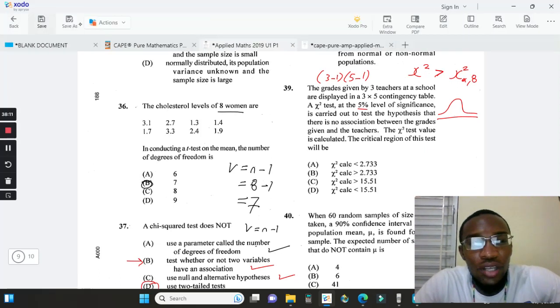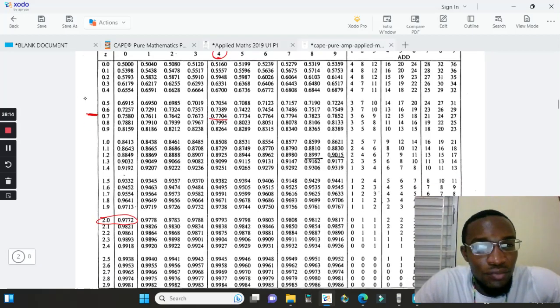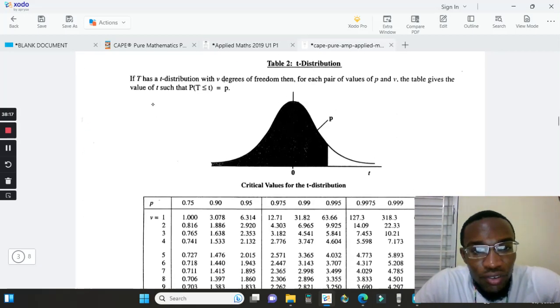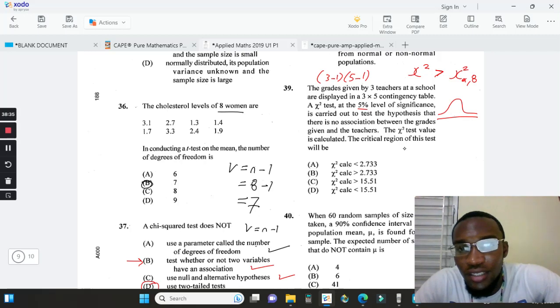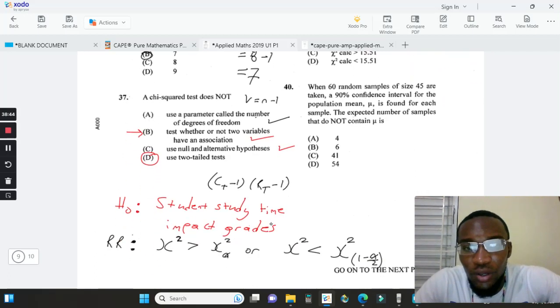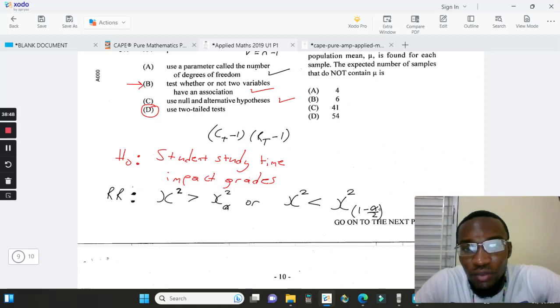And so now we'll go and look at 8 degrees of freedom. Here is 8 degrees of freedom, and we're looking at 0.05. That's 2.73. So in that case, chi-square should be greater than 2.73. Or the alternate would be to work out this one down here: chi-square less than chi-square of 1 minus alpha over 2. So chi-square is less than chi-square of alpha, which is 5.